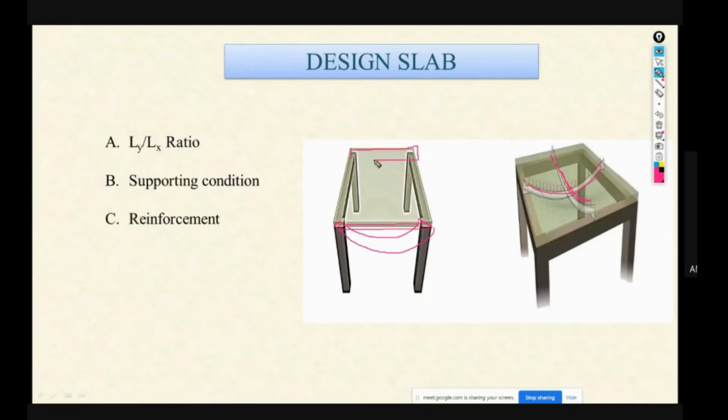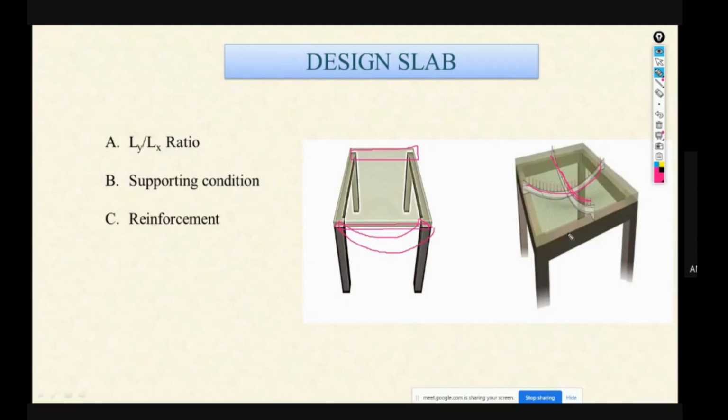One way slab is also supported on all sides. In that case also we are considering the particular slab as a one way slab. Now again I repeat, if you go through the theoretical point of view, according to theory, your one way slab should be supported on opposite sides only, or only one side or two sides. And in two way slab the slab is supported on all sides.